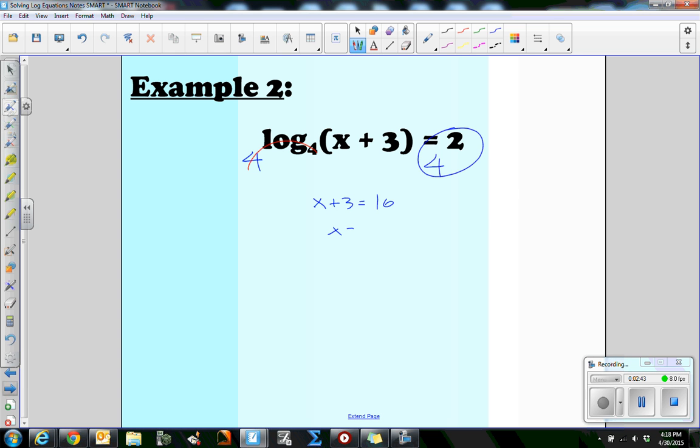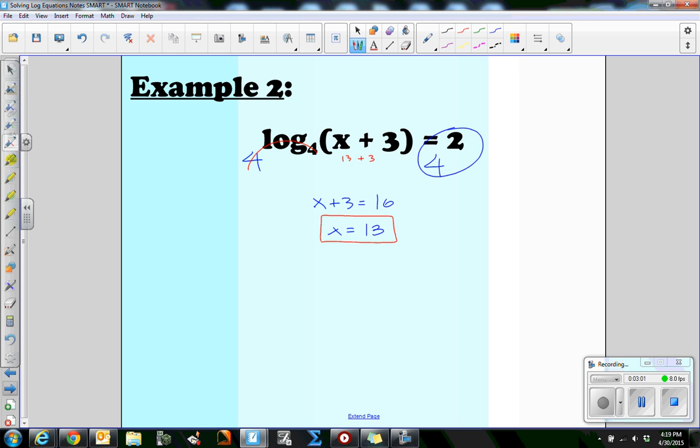Subtract 3. And we have to check to make sure that we can plug that in correctly. 13 plus 3 is 16, and the log base 4 of 16 truly is equal to 2.